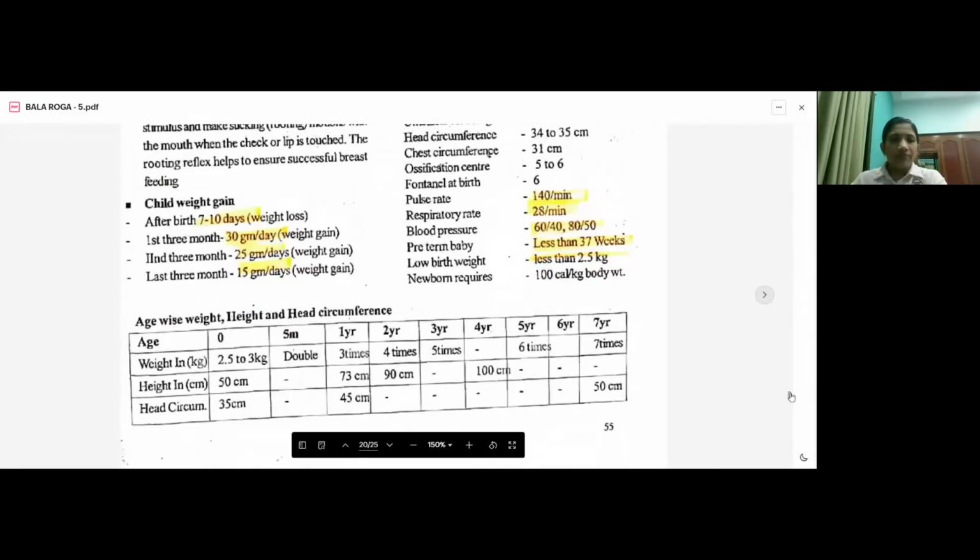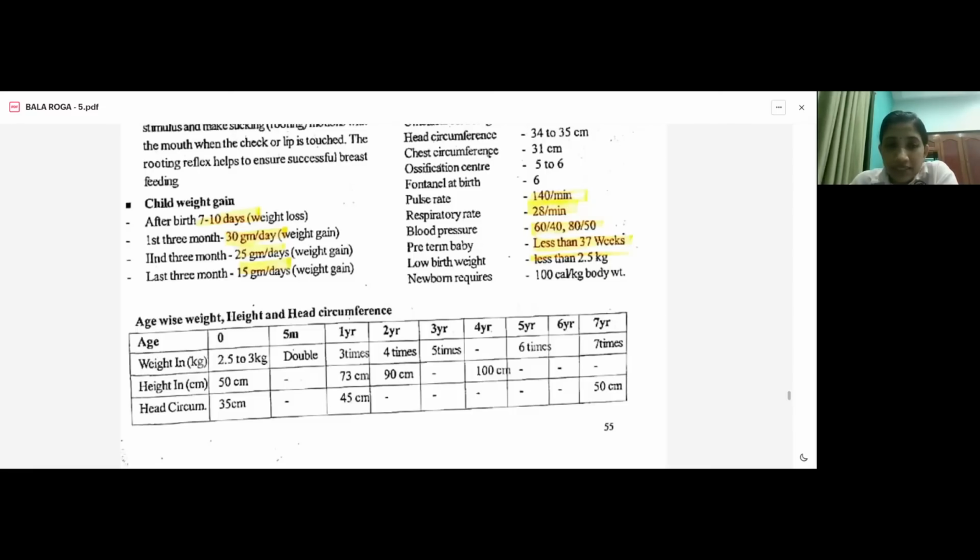Here you can see the child's weight gain. After birth, the baby loses weight within 7 to 10 days. He loses weight because he has to adjust to the external environment. Then he regains the weight, that is 30 gram per day in the first 3 months. So in the first 3 months, he gains weight at 30 gram per day.